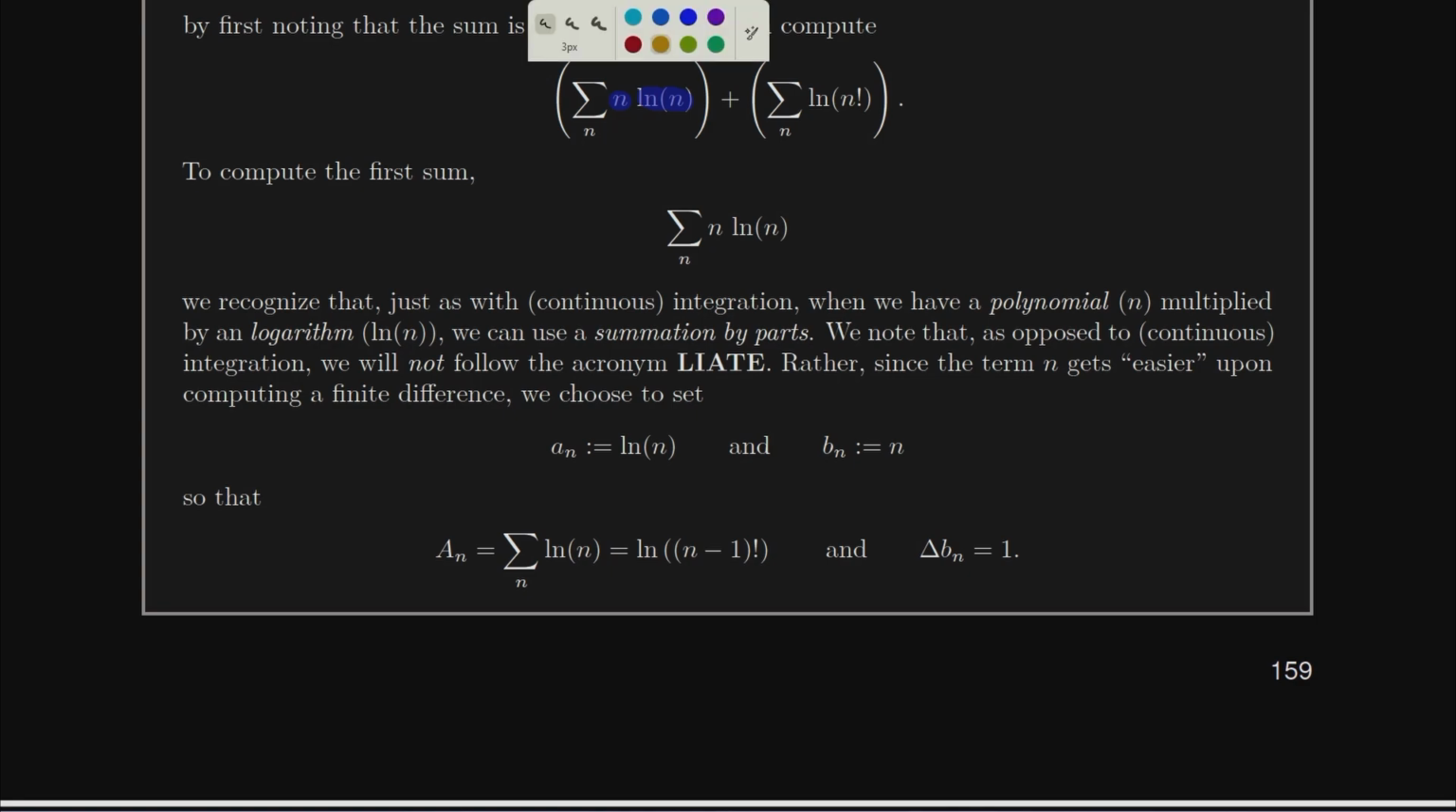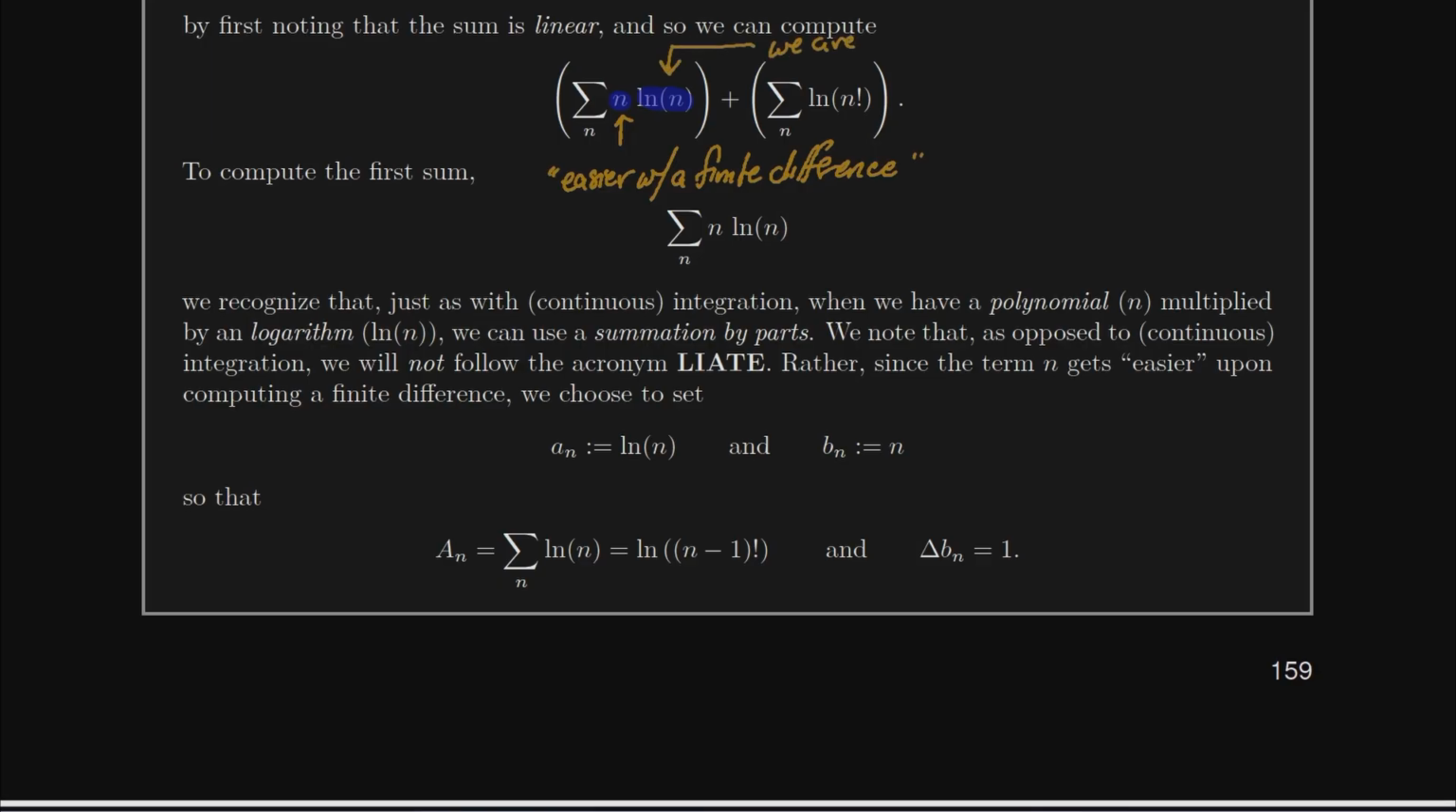And we would like to choose one of the terms to get, quote-unquote, easier with a finite difference. And of course, n does that, because the finite difference of n is just 1. And we are able to compute the anti-finite difference of log n. It's what I was saying from before. It really is log of n factorial.